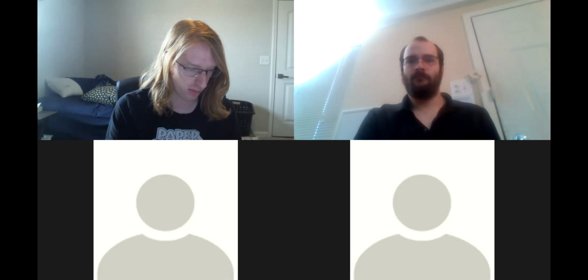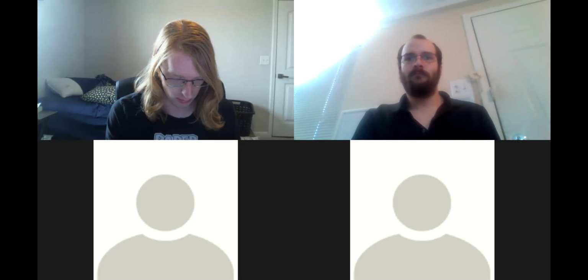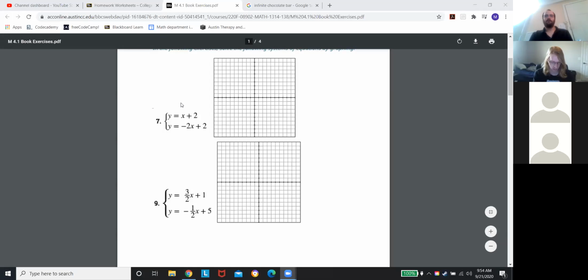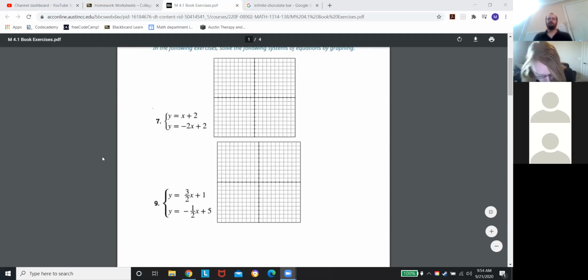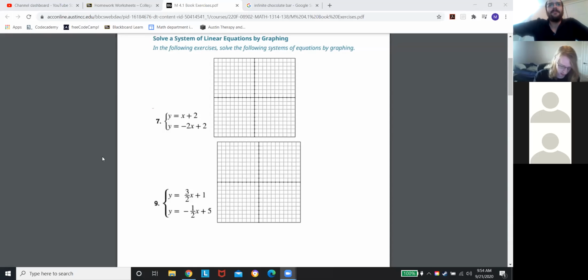So since the y-intercept is 0, 2 for both equations, that would be the solution. What are you going to put for the solution? Since 0, 2 is the y-intercept for both equations, that would be the solution, right? Yeah, that looks like it.